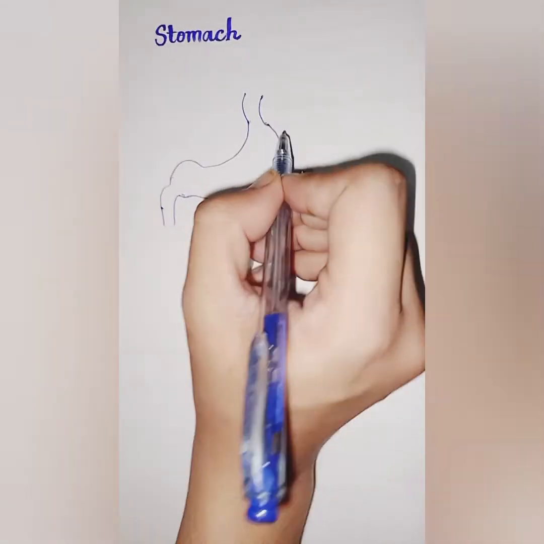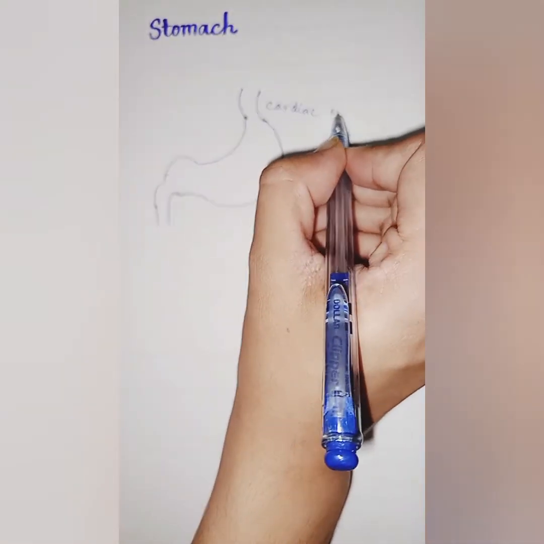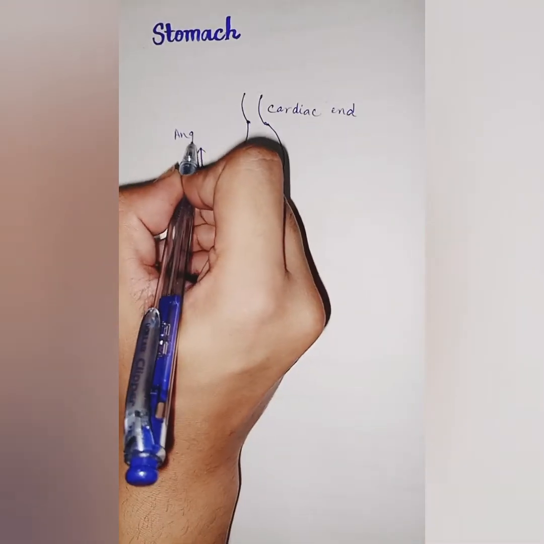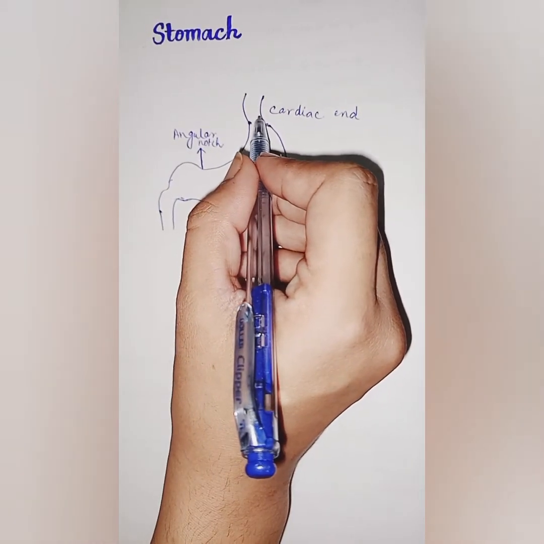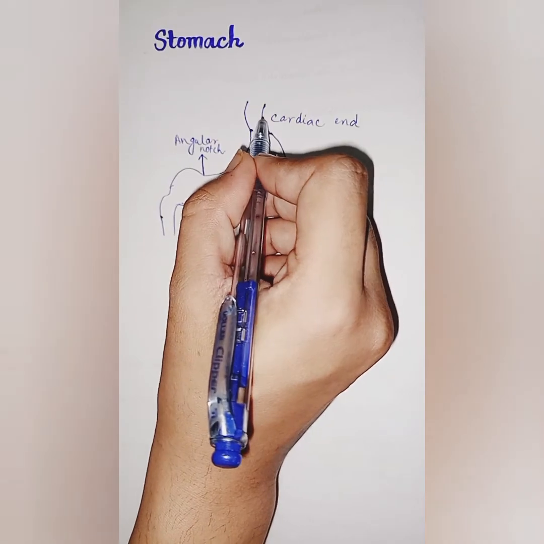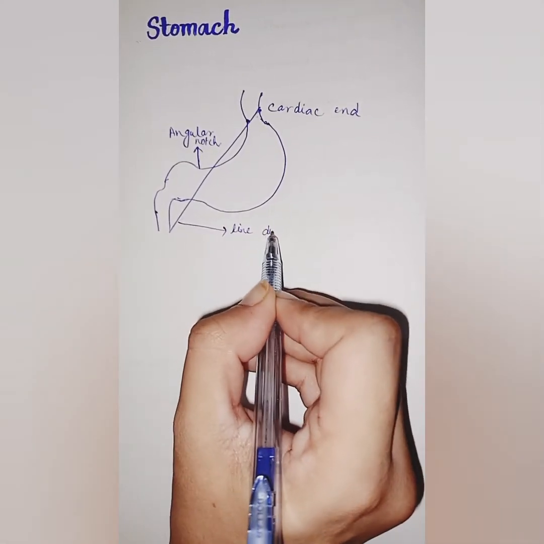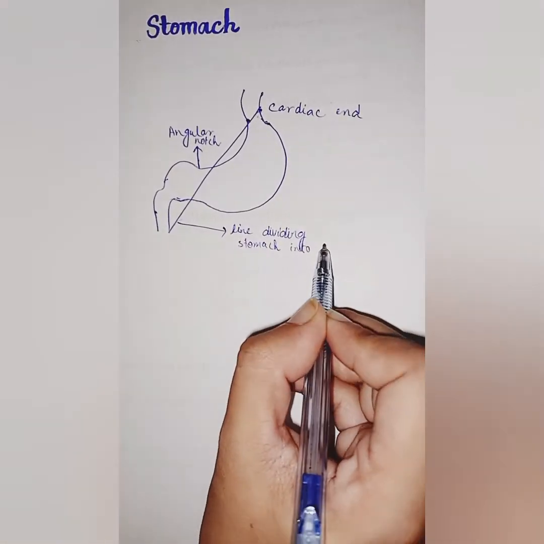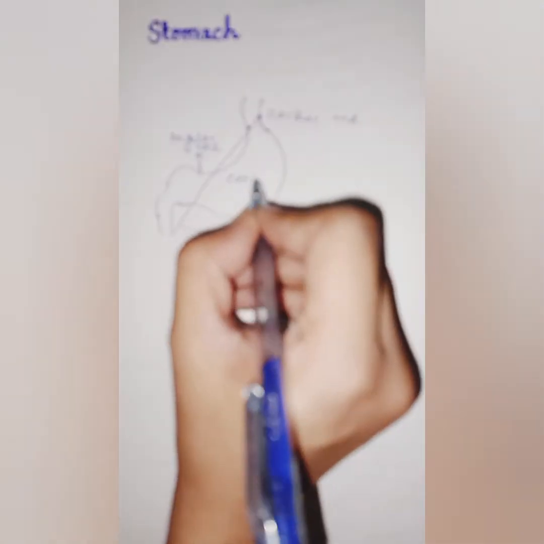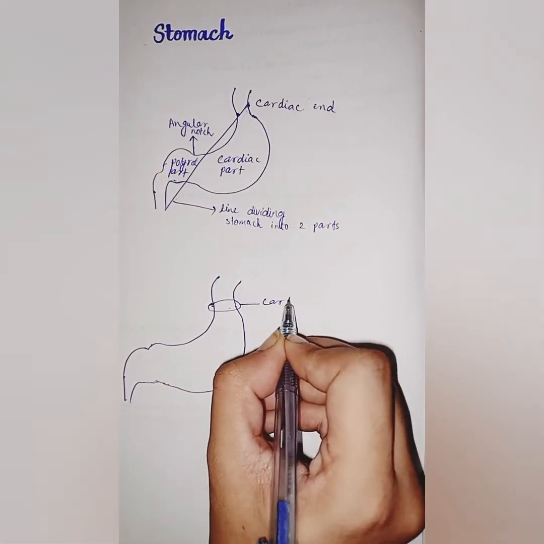So we are drawing the stomach, then we have this cardiac notch here and angular notch below here on the lesser curvature. So now we will draw a line from the left side to the right side. This line will divide the stomach into its cardiac and the pyloric parts. So here is our cardiac and the pyloric part of the stomach.